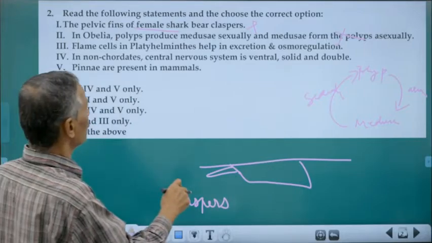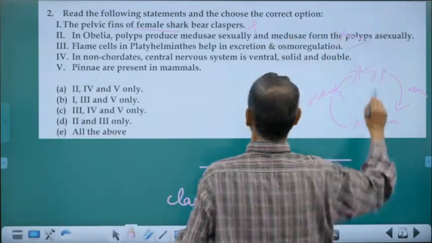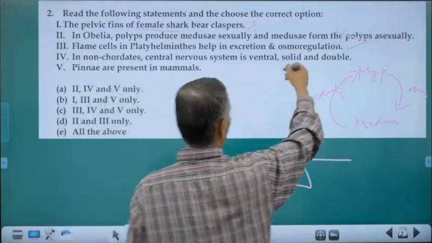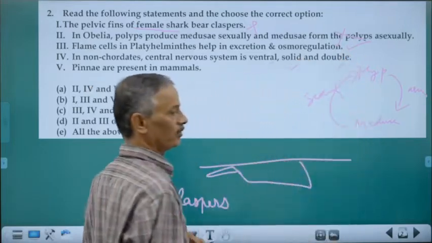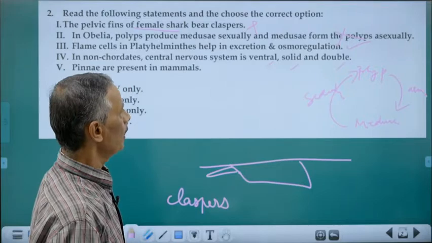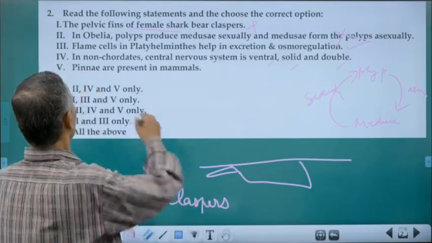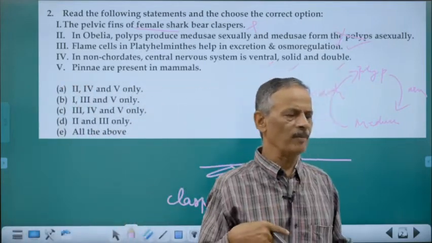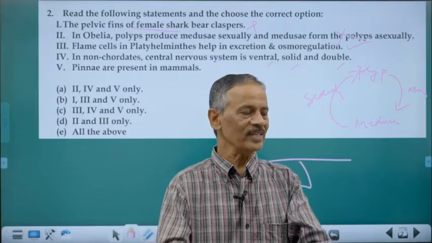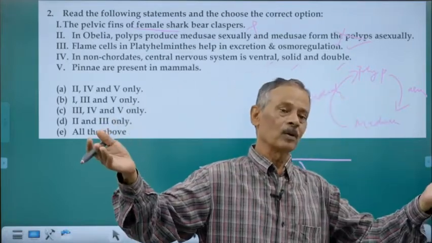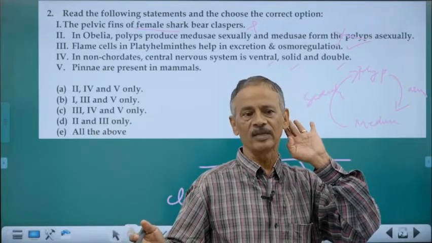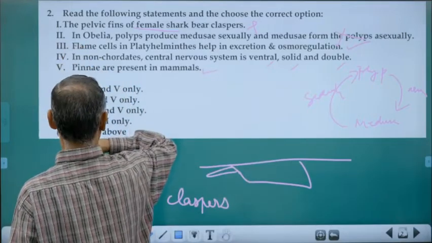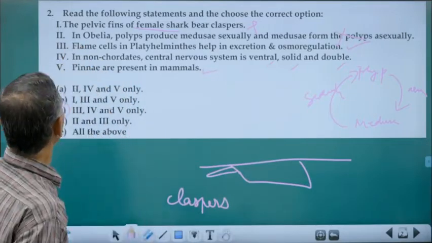Flame cells in platyhelminths, correct. Help in excretion and osmoregulation. Okay. In non-chordates, central nervous system is ventral, correct. Solid, again correct. And double, ventral nerve cord is double ganglionated also, correct. Pinnae are present in mammals. This is characteristic of mammals. But in some aquatic mammals, it is absent. We cannot say that it is present in all mammals. In most of the mammals, the external ear is having the pinna. So, 3, 4 and 5 alone are correct. So, option is C.